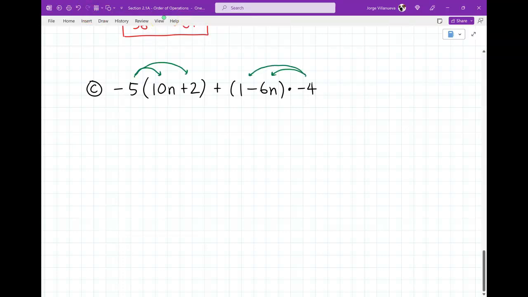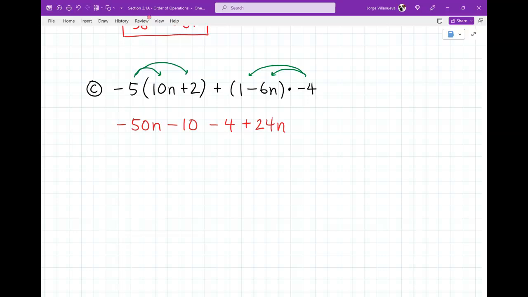So we're going to do both at the same time just so we don't waste time, right? So negative 5 times 10n is negative 50n. Negative 5 times 2 is negative 10. All right. Now I know that there's a plus right in the middle. But I also know that I'm about to distribute a negative number. So that negative could change everything. So negative 4 times a 1 is negative 4. Okay? And negative 4 times a negative 6n, positive 24n.